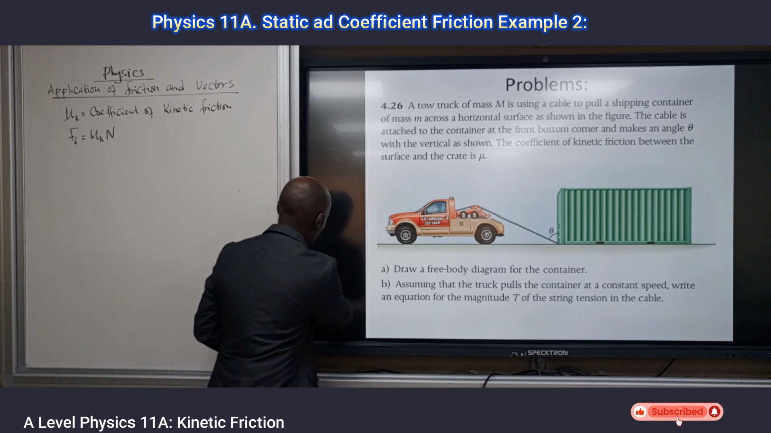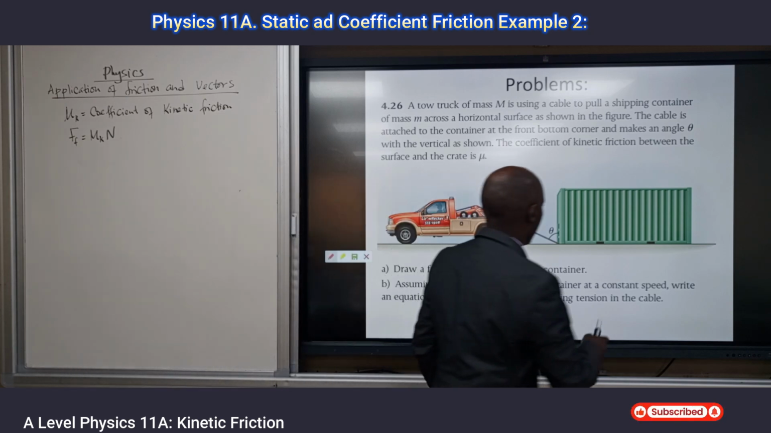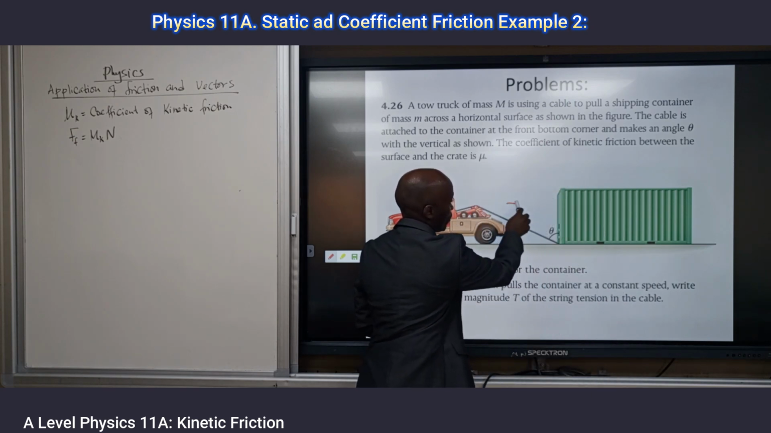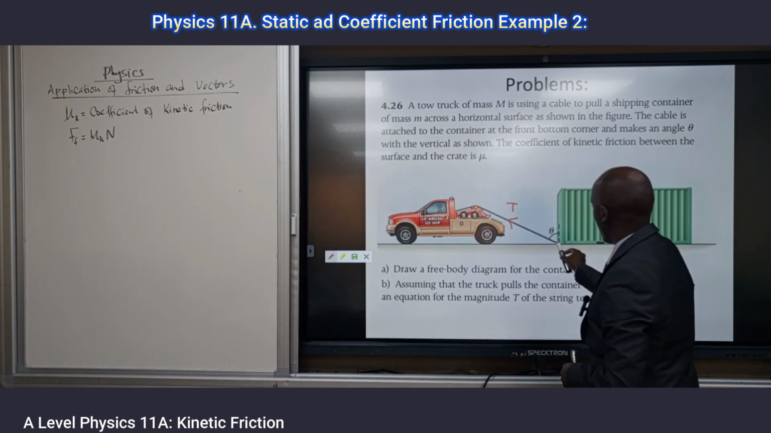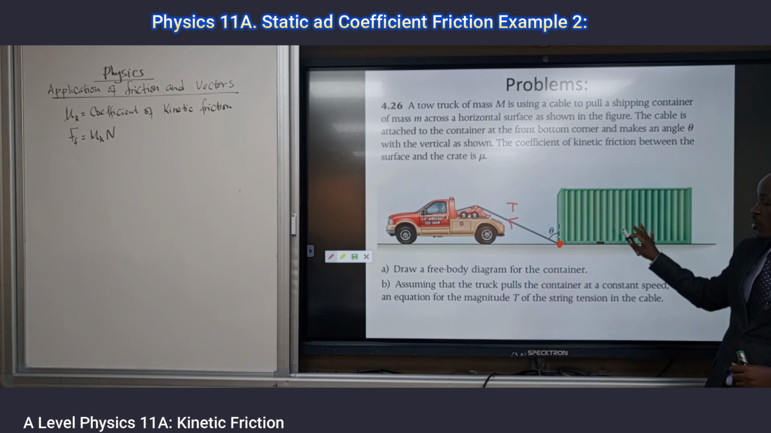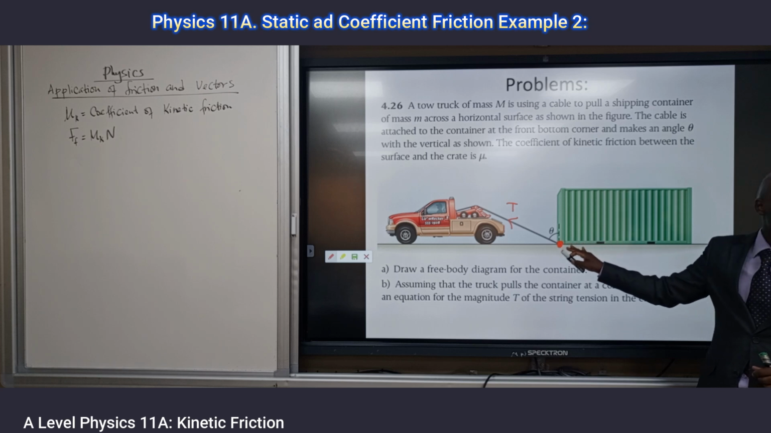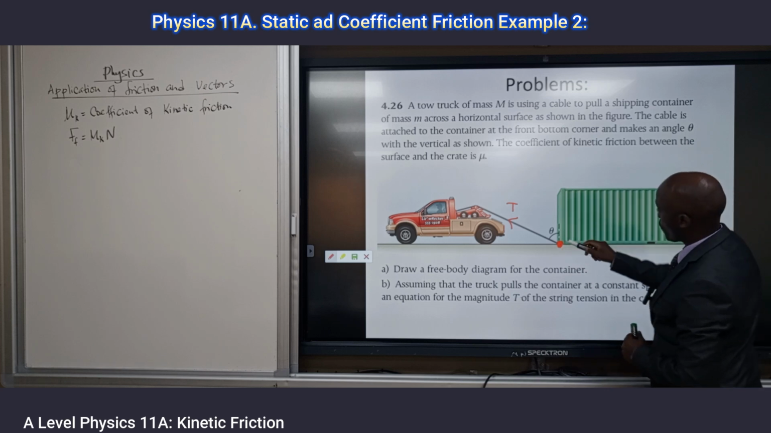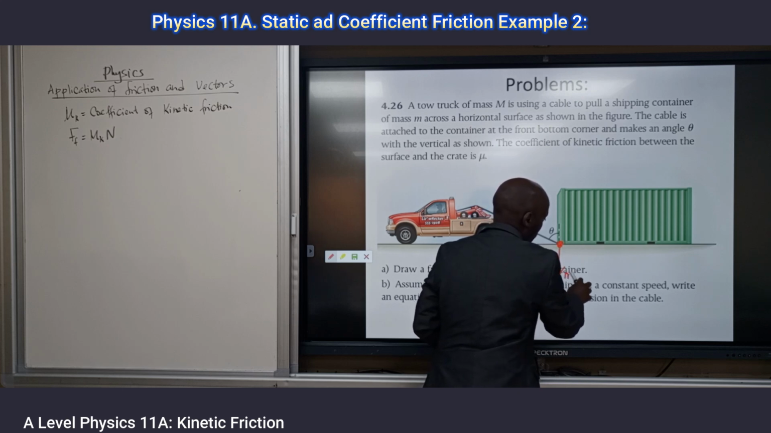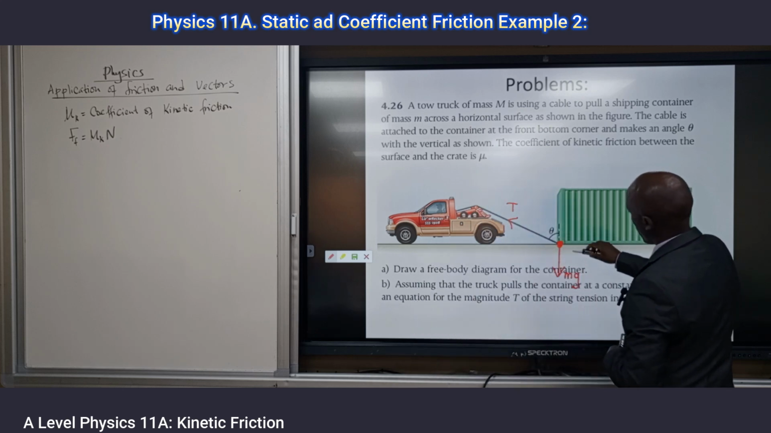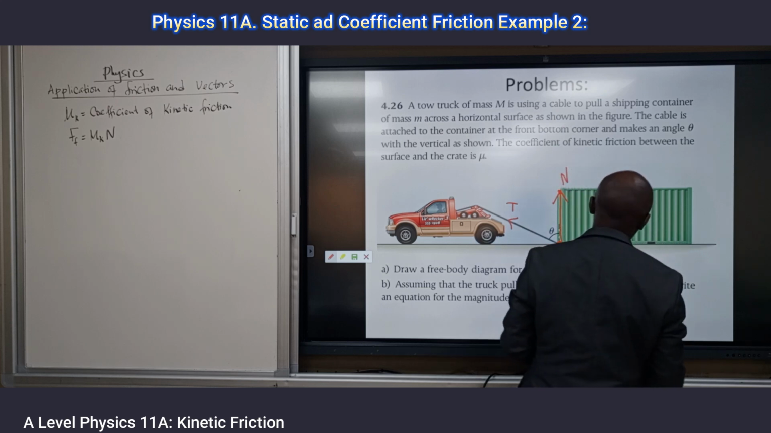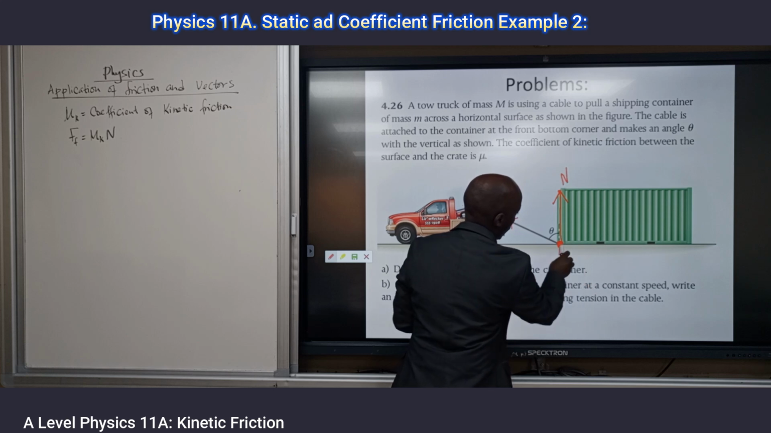We have the forces acting. Along this rope, of course, we have the tension, and then we can use a reference point. Mostly we can use the center of gravity as the reference point, but we can use this point, it's okay. At this point, we know the weight will be acting downwards. That's our mg. And then we have the normal reaction force in this direction. So that's the normal reaction force.